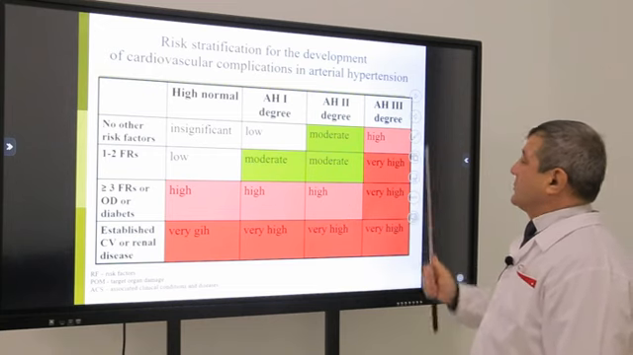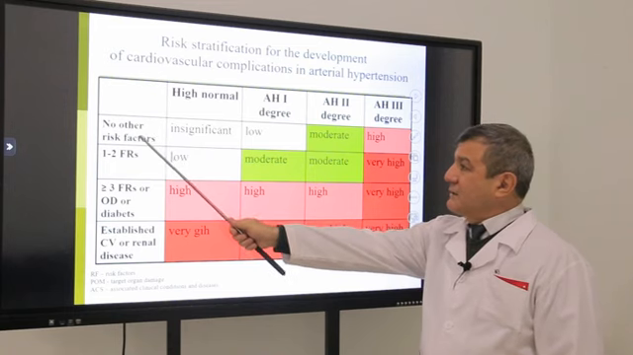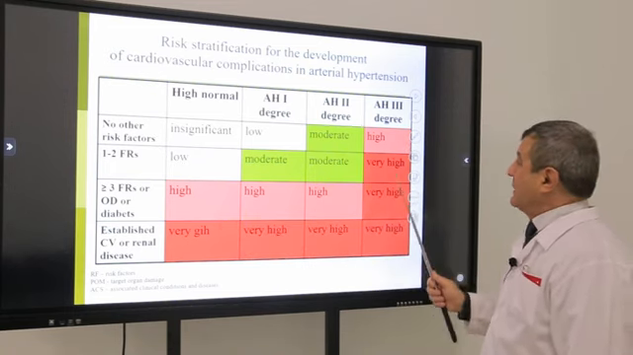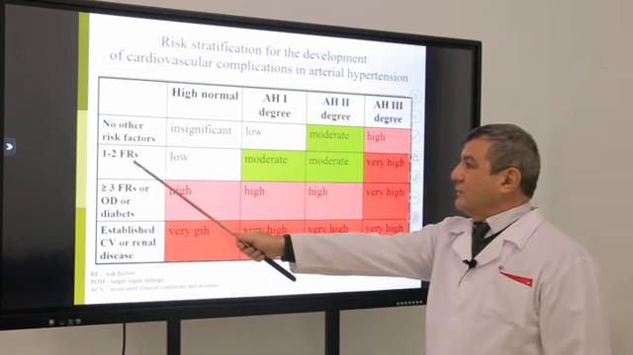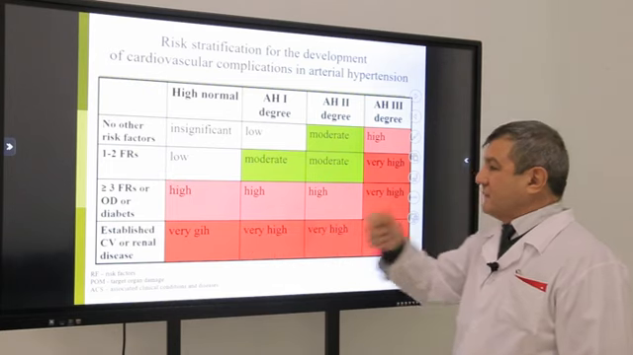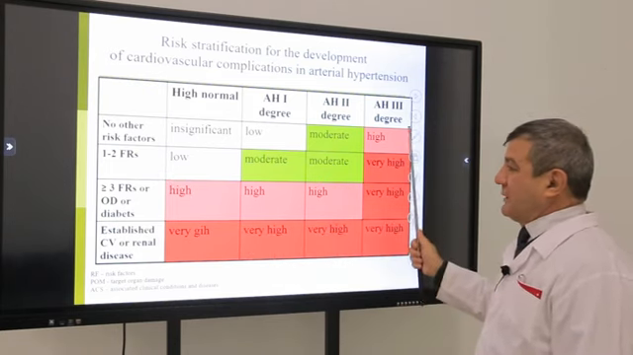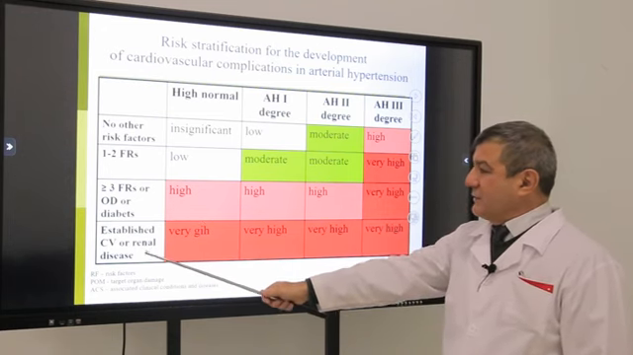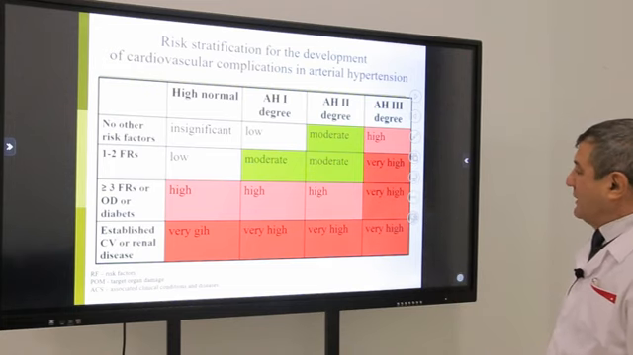Arterial hypertension third degree. Even if the patient does not have any risk factors, this is the very high risk group. Third degree with one or two risk factors is also very high. Third degree with organ damage and cardiovascular disease or renal disease, if you find them, these are all very high risk.